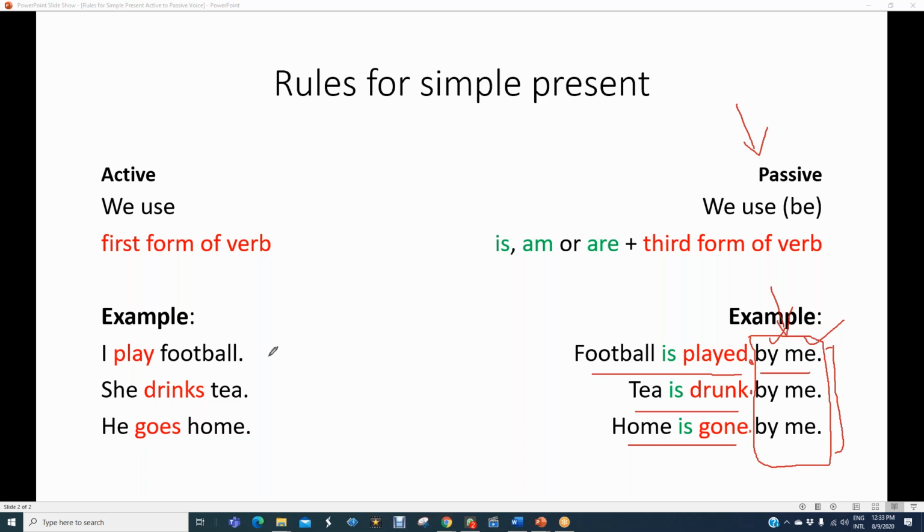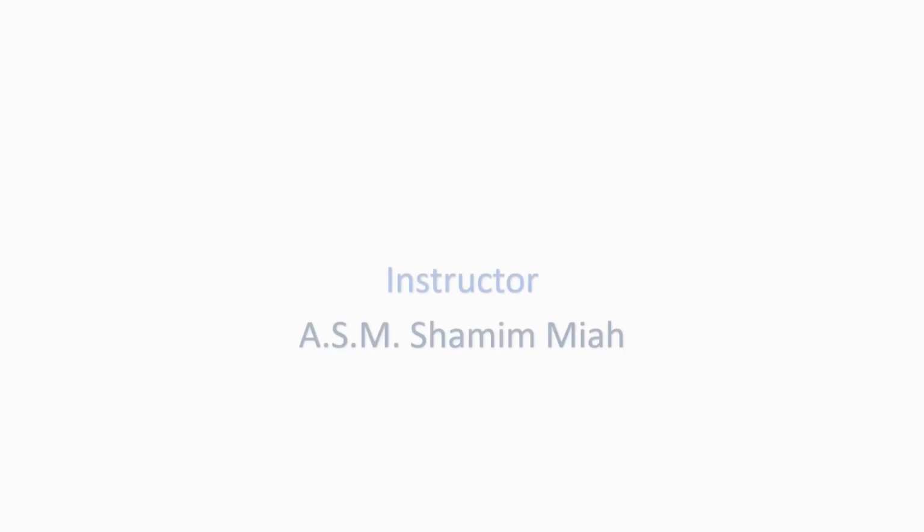So you can also say football is played. Tea is drunk. Home is gone. You don't have to write football is played by me, tea is drunk by me, or home is gone by me, because you are writing a report. So in a report, you don't need to write by who, all right? But if it is a grammar exercise and activity, you should write by me, because it's a grammar activity and not a report.